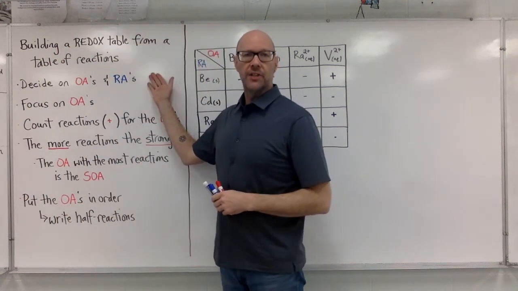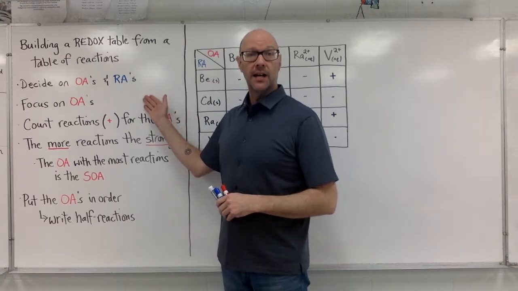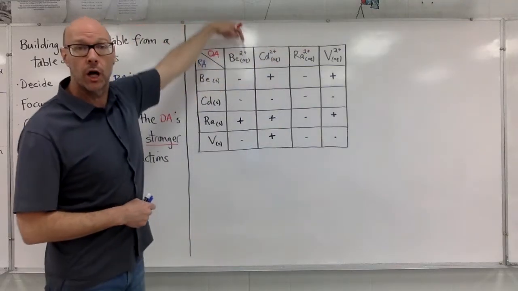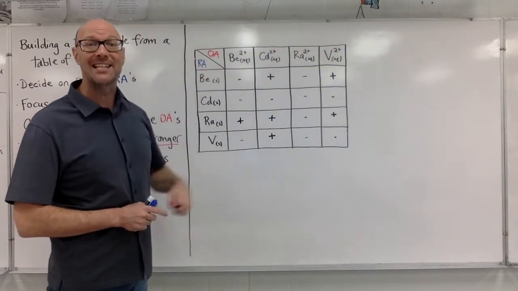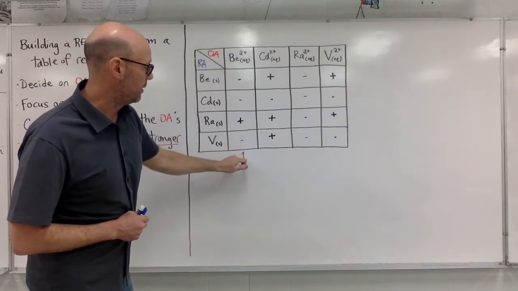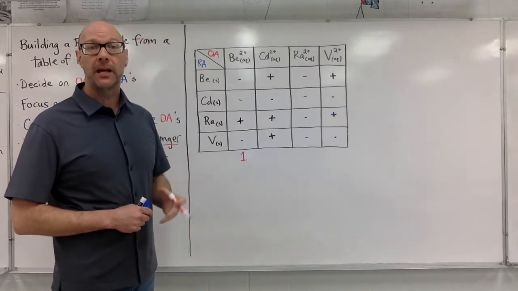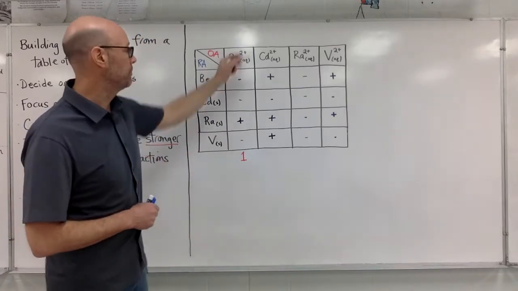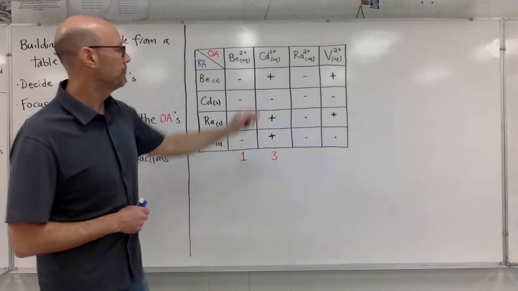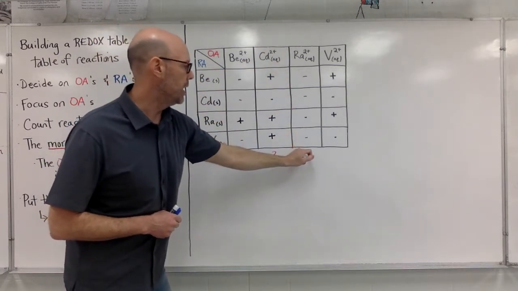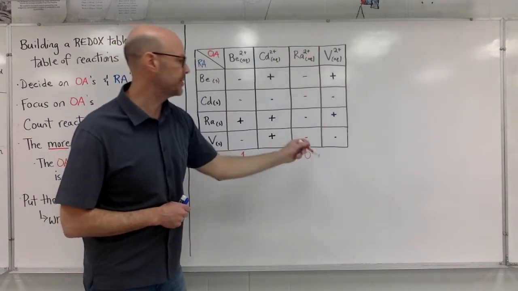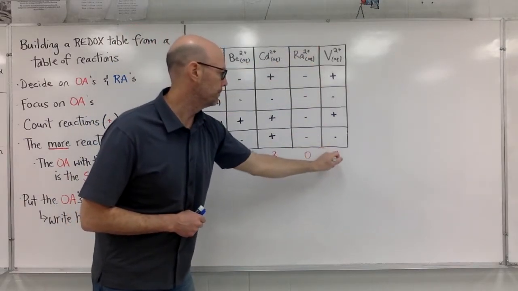Decide on the oxidizing agents and reducing agents. Focus on the oxidizing agents and count the pluses. Because my oxidizing agents are across the top, I'm counting pluses going down. The beryllium ion, as I just go down, has one plus. It participated in one spontaneous reaction. The cadmium ions here, there's 3 pluses. The radium ions, none. And the vanadium over here, 2 pluses.